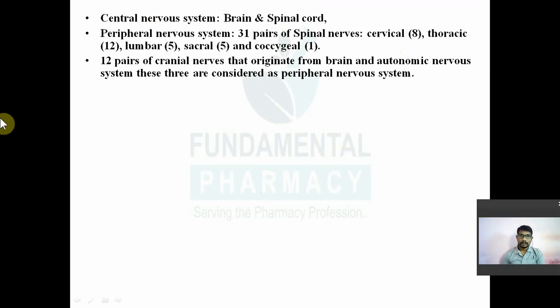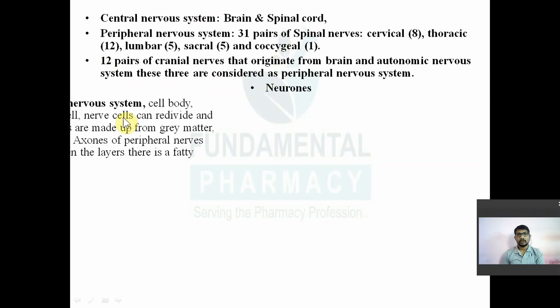Then 12 pairs of cranial nerves. Cranial nerve means those that originate from the cranium. Cranium is nothing but the skeletal structure that includes the brain. So where the brain is located in the skull, that is nothing but the cranium. So those nerves arising from the brain are known as cranial nerves. And these spinal nerves originate from the spinal cord. 12 pairs of cranial nerves originate from the brain, and the autonomic nervous system is considered a part of the peripheral nerves.